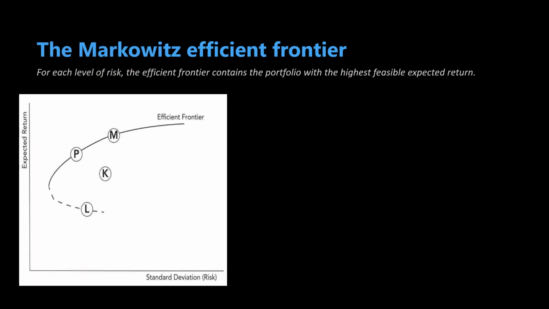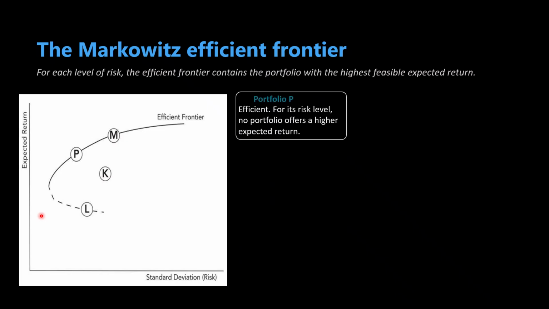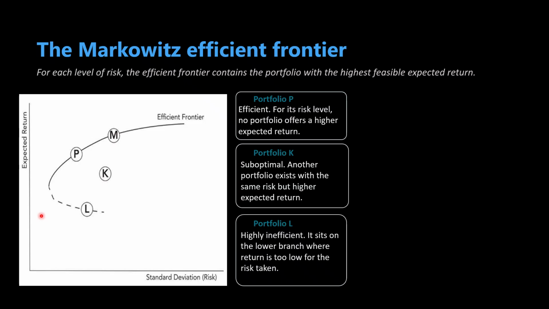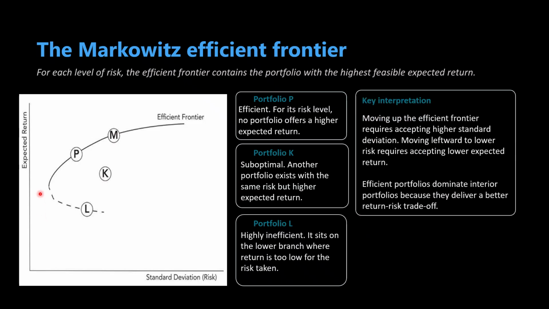Formula established, we can now define the efficient frontier, one of the most important concepts in portfolio theory. Here is the definition. For each level of risk, the efficient frontier contains the portfolio with the highest feasible expected return. Geometrically, it appears as a curved boundary in risk-return space, with standard deviation on the horizontal axis and expected return on the vertical axis. Let's walk through the three illustrated portfolio positions to make this concrete.